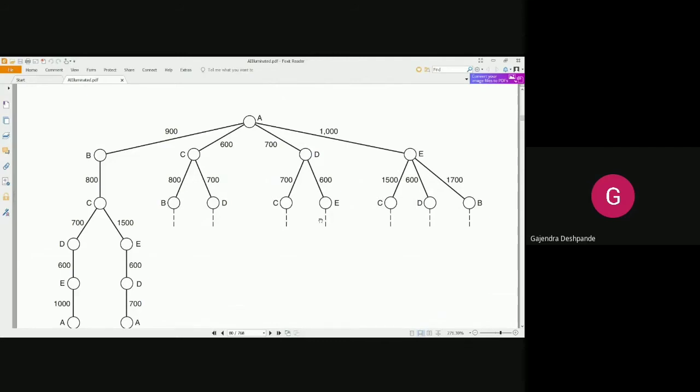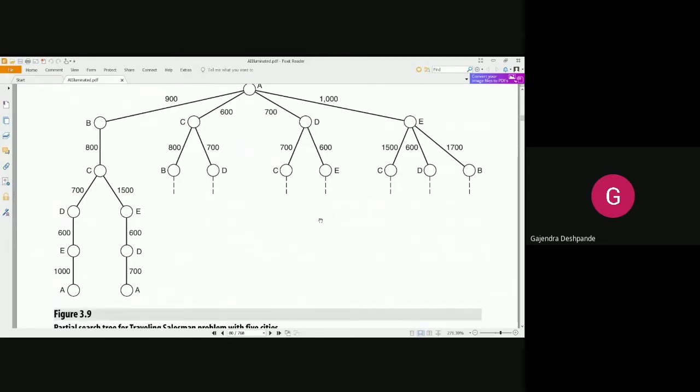In the process, you will discover many paths from A to A, and you will also note down the distance between the cities. What this search tree will give you is all possible solutions, all possible paths from node A to A, and out of these paths, one will be the best solution, the optimal solution. This is how your search tree works.